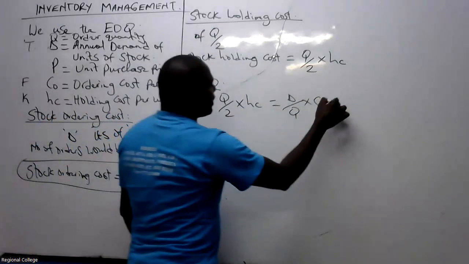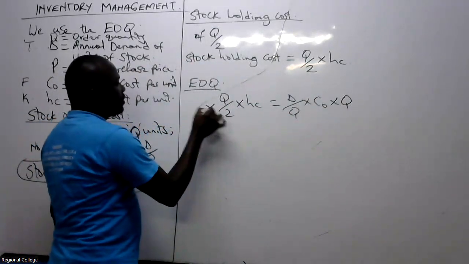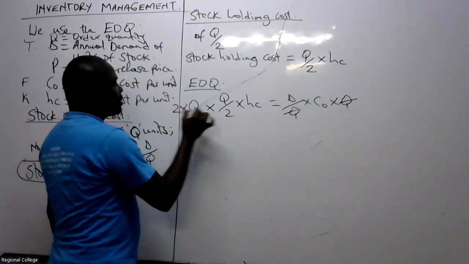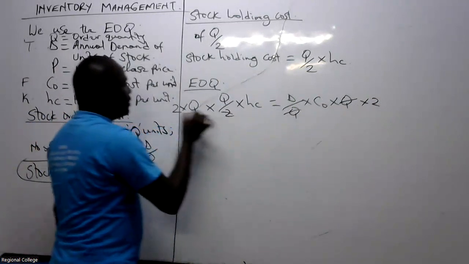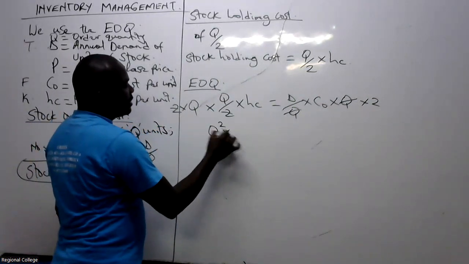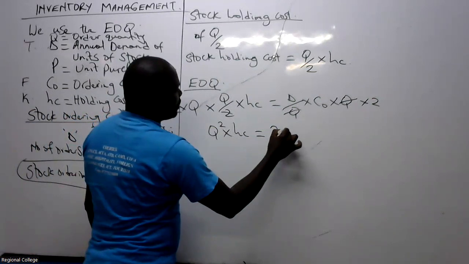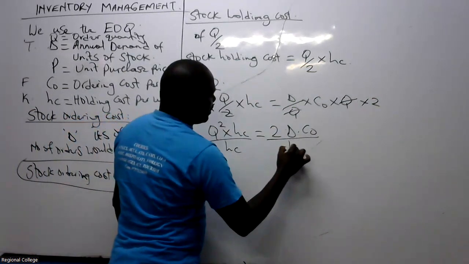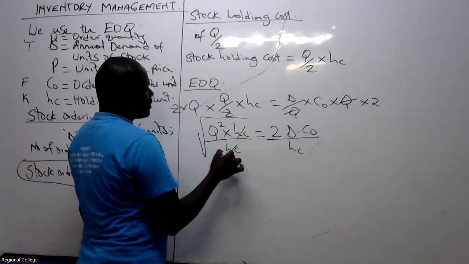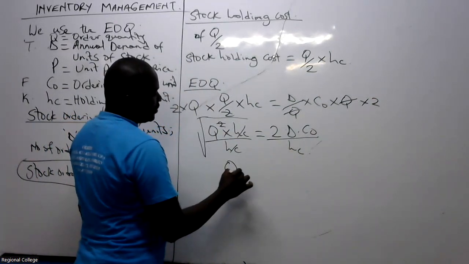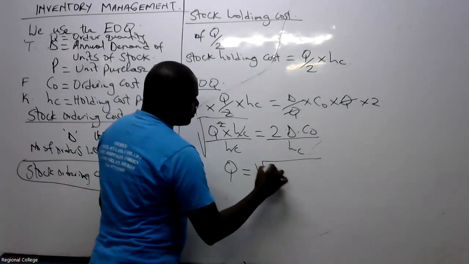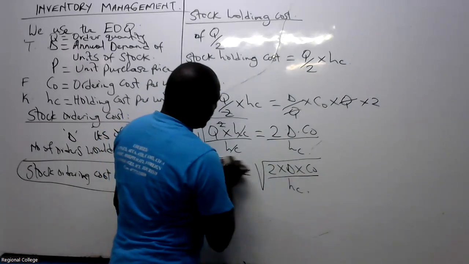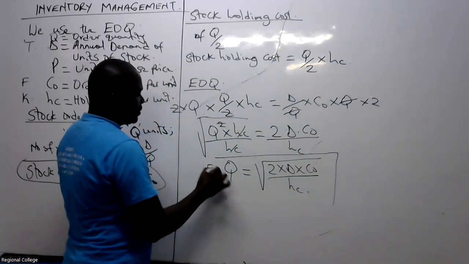multiply both sides by Q so the denominators go, then multiply both sides by 2. I'll have Q squared times HC equals 2 times D times C4. We divide by HC, then we get the square root. So EOQ equals the square root of 2 times demand times C4 divided by HC.